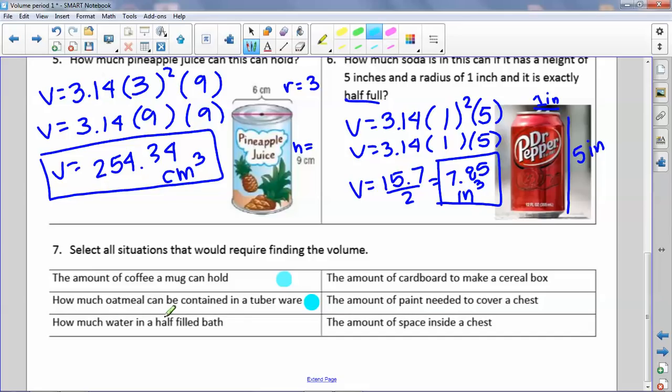How much water in a half-filled bath? So even though we're only filling it halfway, we're still filling the bathtub, and that is volume. And simply we could just divide the volume by 2 to get half of it. And the amount of space inside a chest. So since it says inside a chest and it's the space, we know that's going to be volume. So go ahead now, work on the practice.